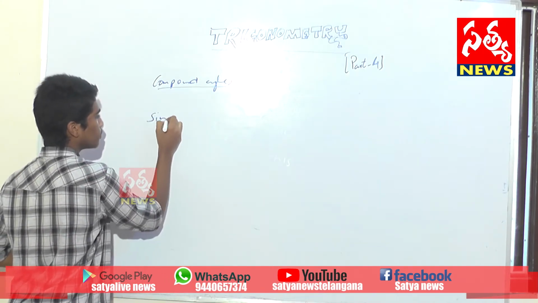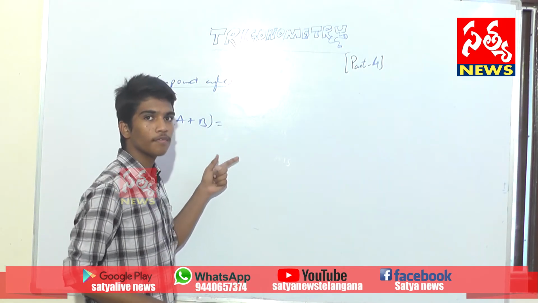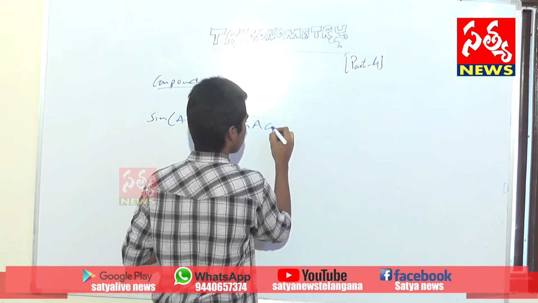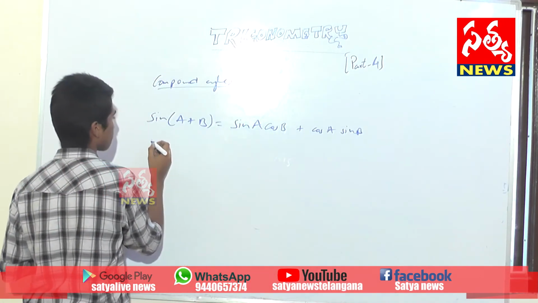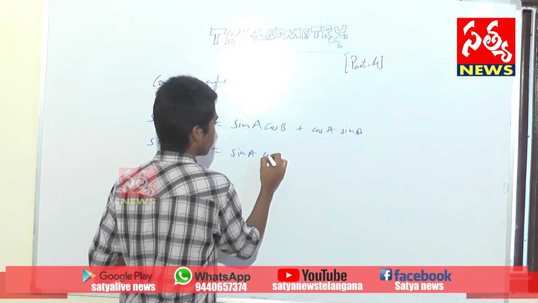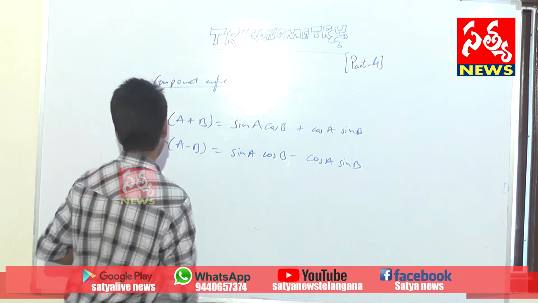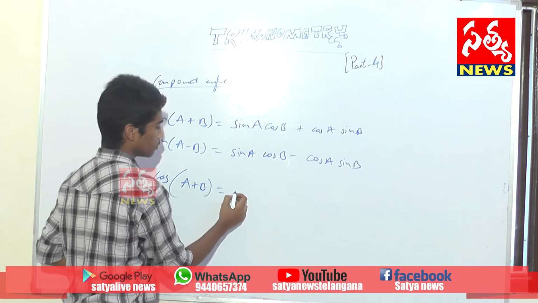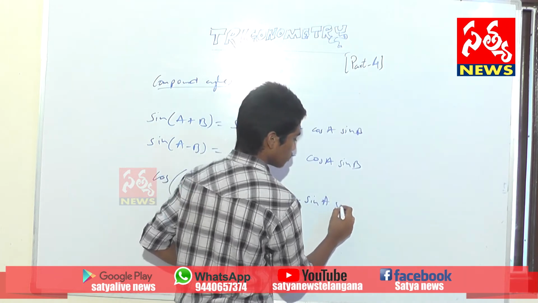See here, these are formulas which you have to remember. Sin a plus b is equal to sin a cos b plus cos a sin b, and sin of a minus b is equal to sin a cos b minus cos a sin b. And the next is cos. Now cos of a plus b is equal to cos a cos b minus sin a sin b.